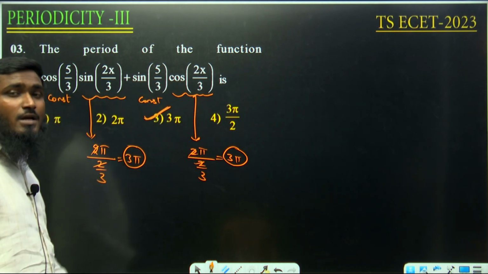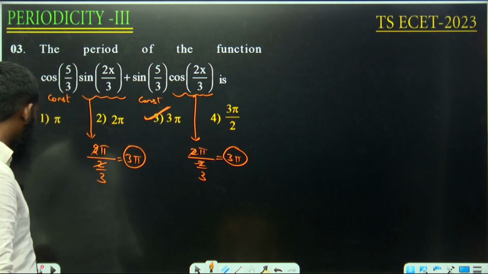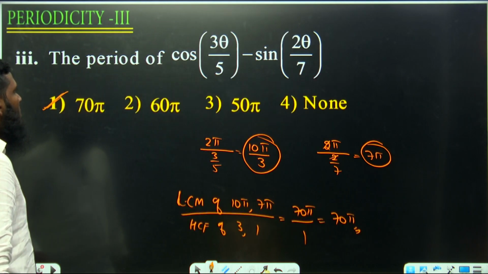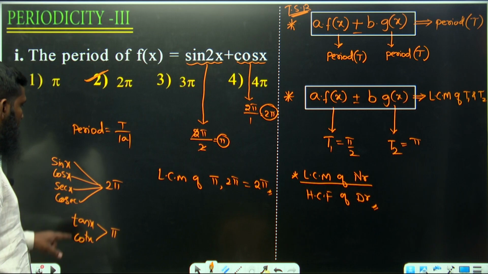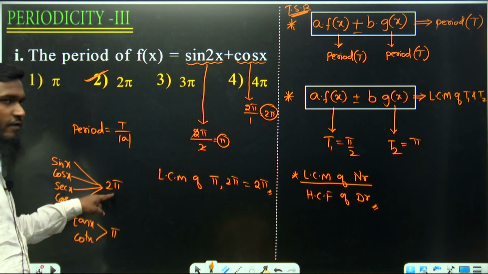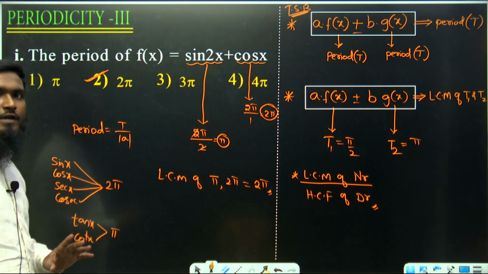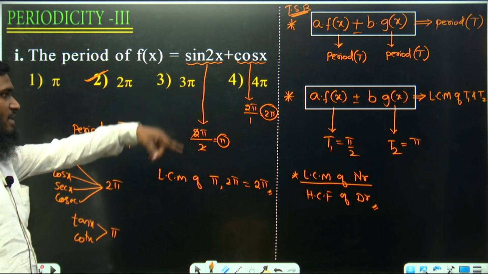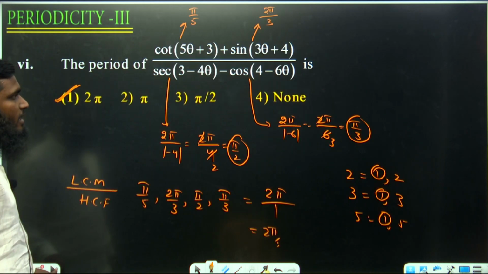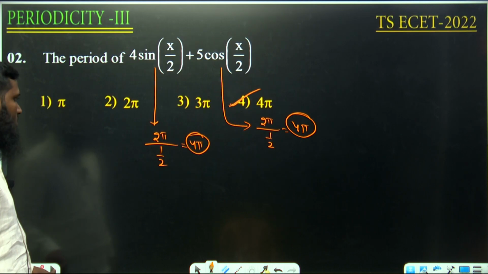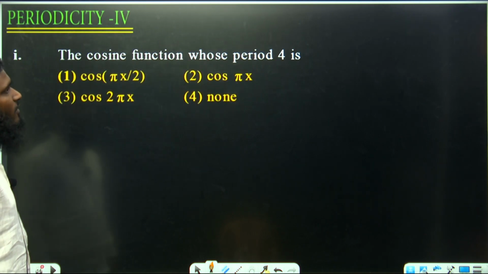Third option. Okay. So in the starting question, I have already given you sine, cos, secant, cosecant, which means you have to remember 2 pi, and tan, cot means you have to remember pi. Okay, and according to the TSR that we have discussed, we have solved all these questions.